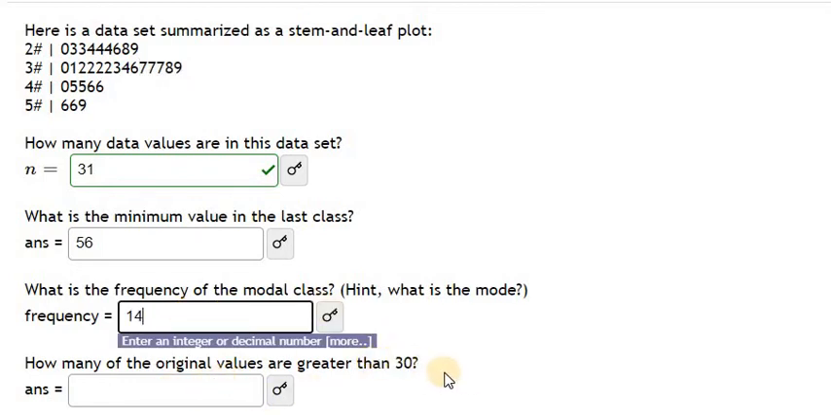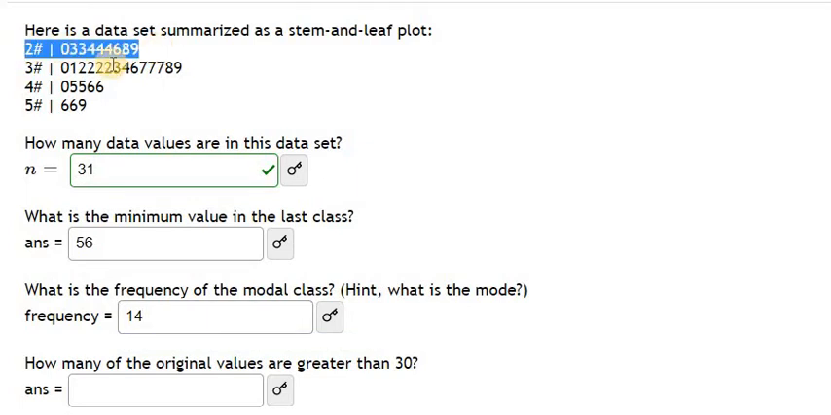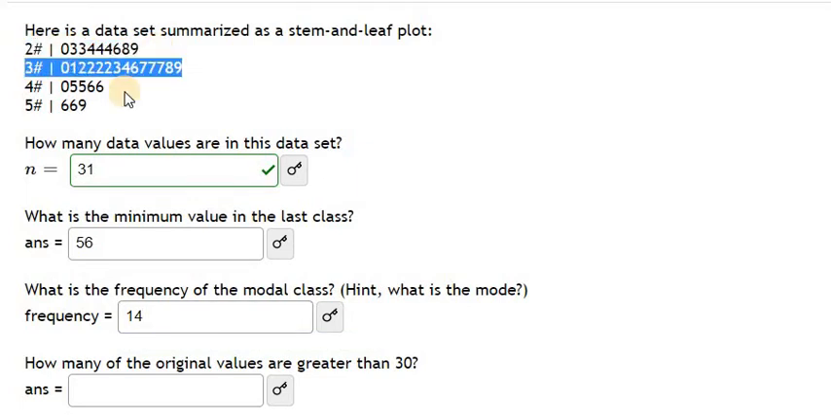The last question asks how many of the original values are greater than 30. So I know that these are in the 20s, and we want any value that is greater than 30. To find that, I'm going to count all of the leaves for the 4, because that's basically counting 40, 45, 45, 46, 46. So instead of breaking it down, I'm just going to count the leaves for 4 and the leaves for the stem 5.